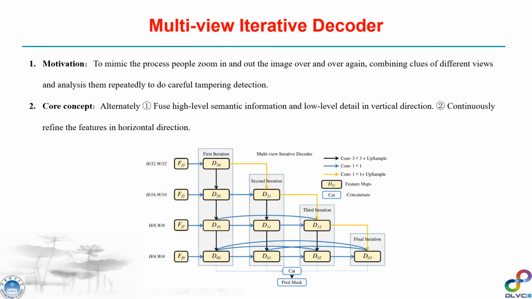Then about the proposed multi-view iterative decoder. The motivation is to mimic the process of people zooming in and out of the image over and over again, combining clues of different views and analyzing them repeatedly to do careful tampering detection. The core concept is to alternately fuse high-level semantic information and low-level detail in the vertical direction, and continuously refine the features in the horizontal direction.